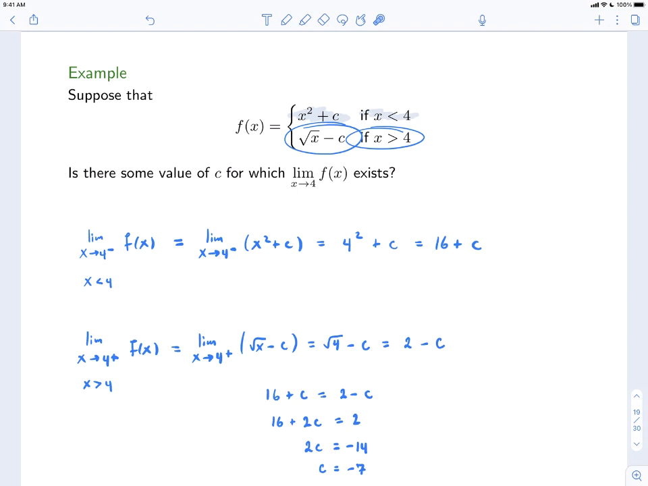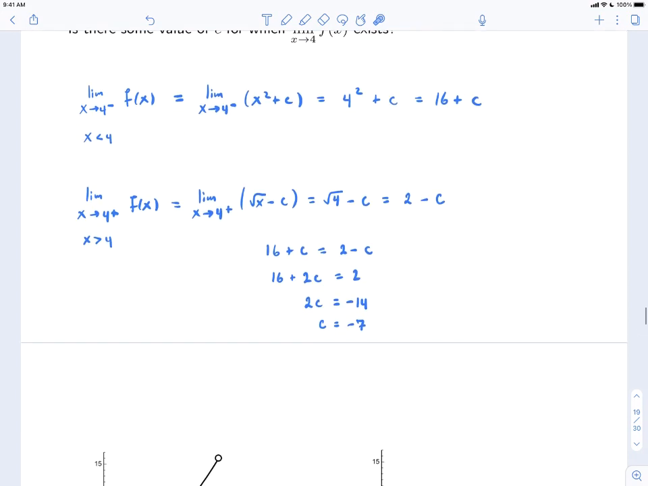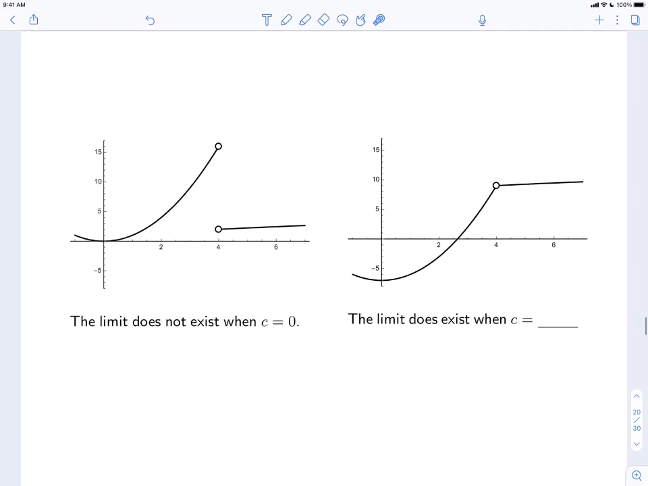And therefore, the limit as x approaches 4 of f at x exists provided c is equal to negative 7. We can also look at this graphically, and we have a couple of graphs on this next slide. So the graph on the left is the case where c is equal to 0, and the limit doesn't exist in this case. The graph on the right, on the other hand, is when the limit does exist. And the limit does exist when c is equal to the value that we just discovered, which is negative 7. So in this case, the limit does exist.